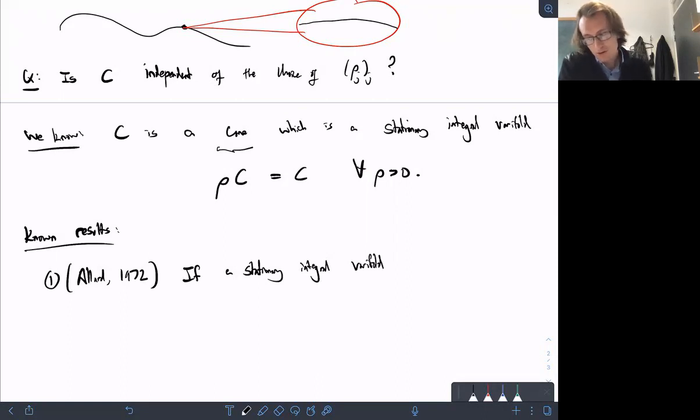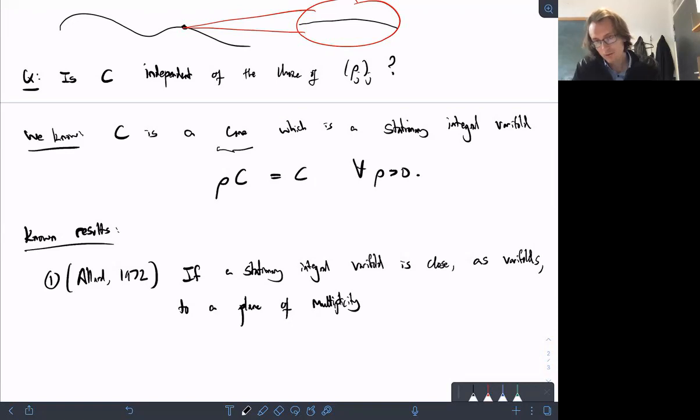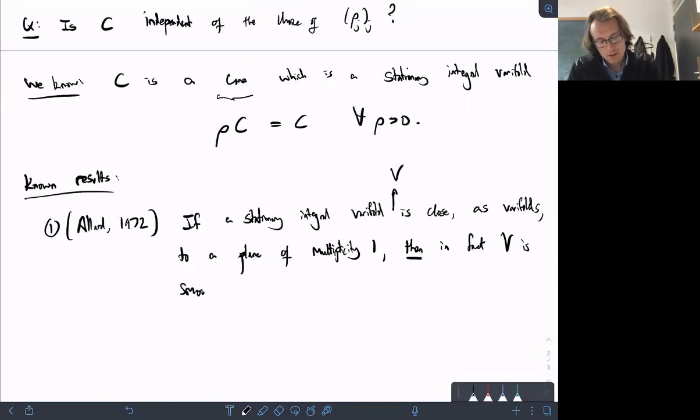in any dimension and codimension, is close as varifolds, and by that we mean in Hausdorff distance of the supports as well as the mass, so the mass and the Hausdorff distance of the weight measure, just looking at the points in the space, to a plane of multiplicity 1, so the density is going to be close to just multiplicity 1, then in fact, let's call this varifold V, V is smooth. And moreover, it's actually given by a smooth graph over the plane we are close to.